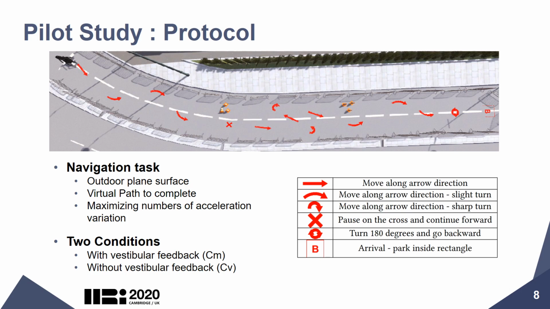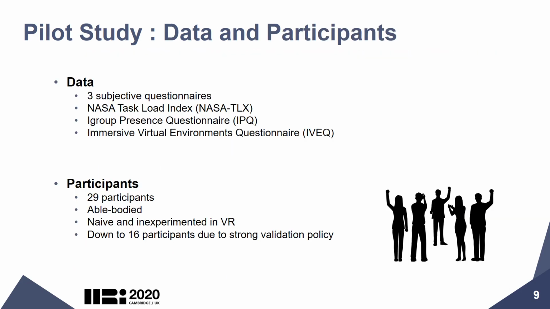The user simply had to follow the red arrows and symbols that each represented an action listed on the right. This navigation task had to be completed twice, once in each condition, with the vestibular feedback and without the vestibular feedback. After each task completion, the participant answered the 3 subjective questionnaires: the NASA Task Load Index, the iGroup Presence Questionnaire, and the Immersive Virtual Environments Questionnaire.